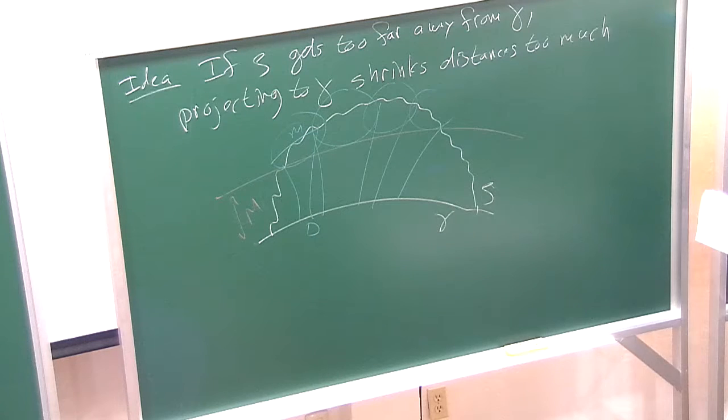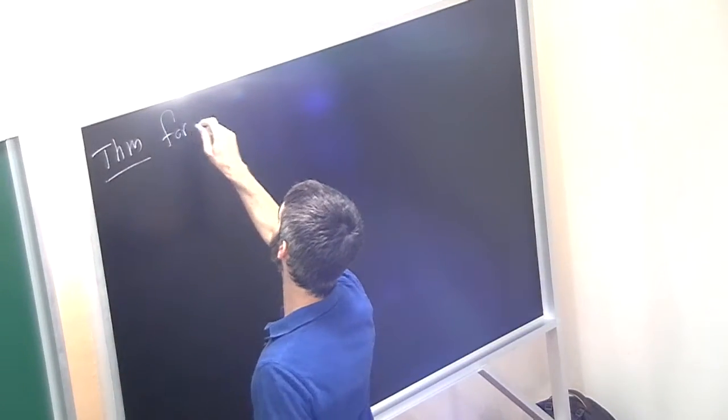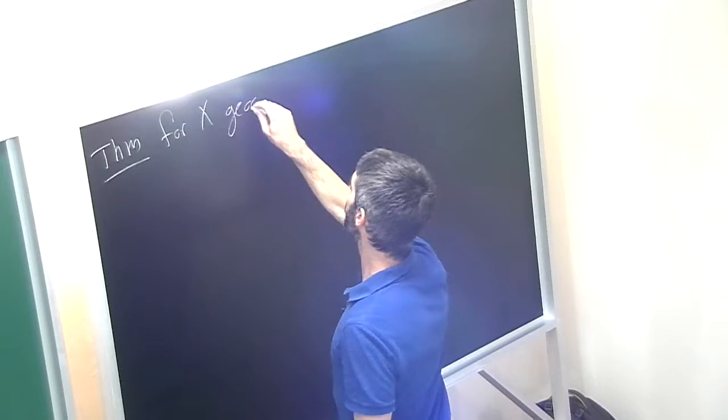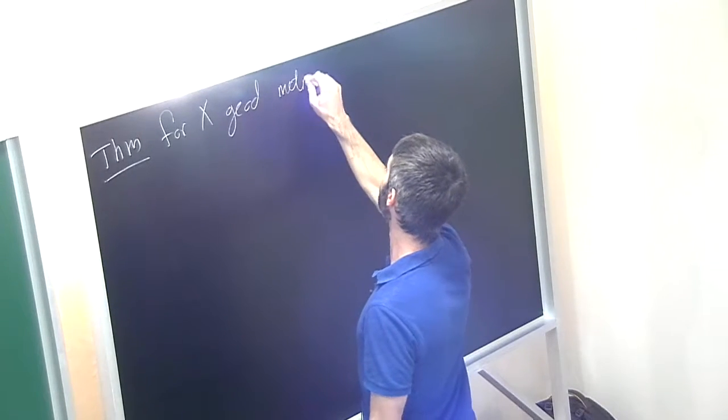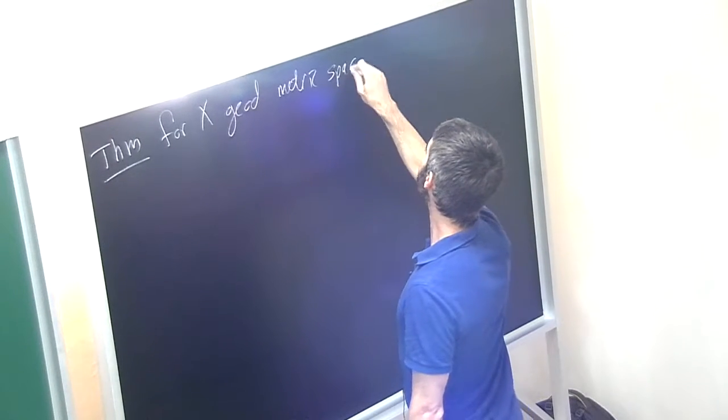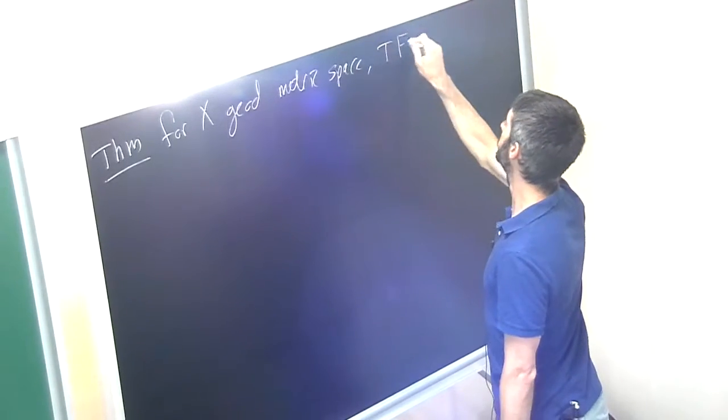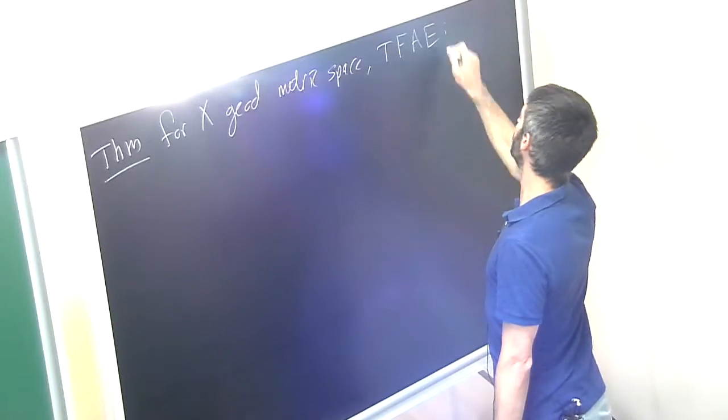All right, so what have we seen? That hyperbolic implies things are Morse. Strongly contracting implies things are Morse. In fact, all three of these things are related in the following way. For X a geodesic metric space, the following are equivalent.